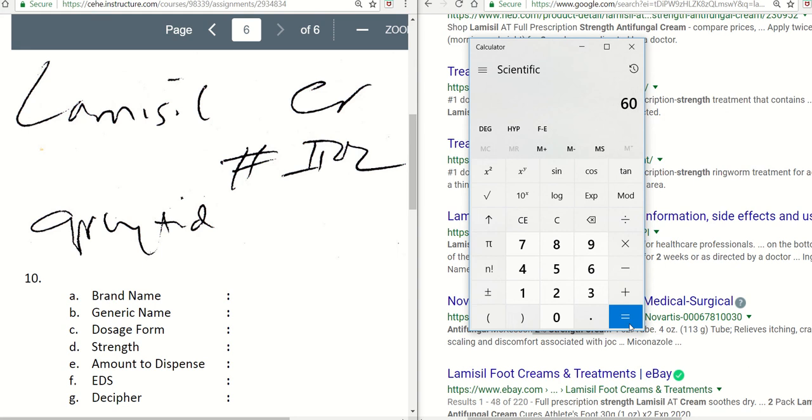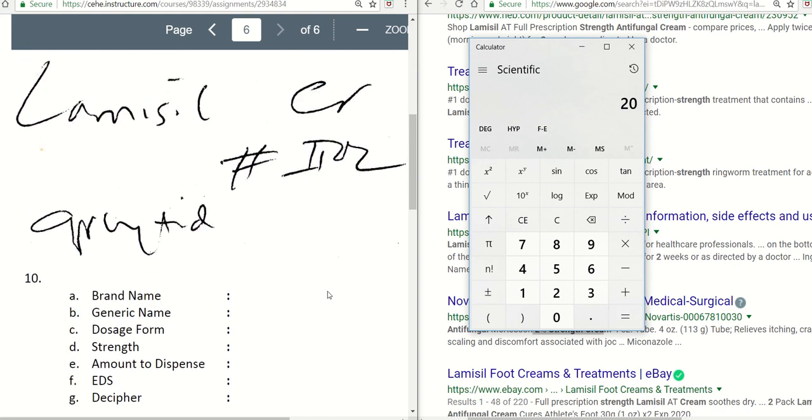The SIG looks like apply 3 times a day. So apply to the affected area 3 times a day. How many grams do they use in a day? Assuming 1 gram per dose, that's going to be 3 grams a day. 60 grams divided by 3 a day, EDS would be 20.